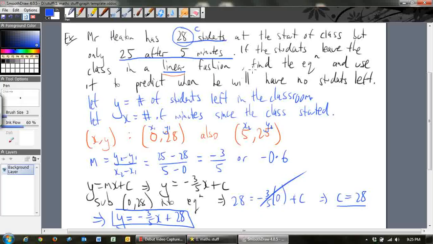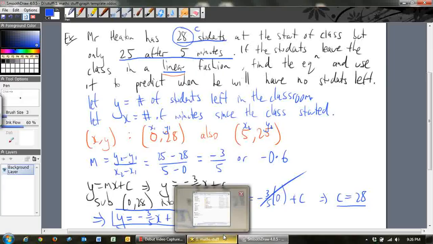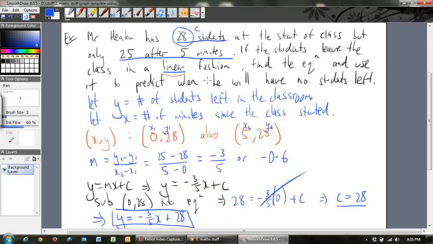We're not done yet. We're supposed to find the equation, but we want to use this equation, so we're modelling this situation. We want to use it to predict when Mr. Heaton will have no students left. What does that mean? We want the number of students to be equal to 0. So that is y. So I'm going to have to go to a new page, but what we're doing is we want y to be equal to 0, the number of students in the class to be equal to 0. So just got to remember that.